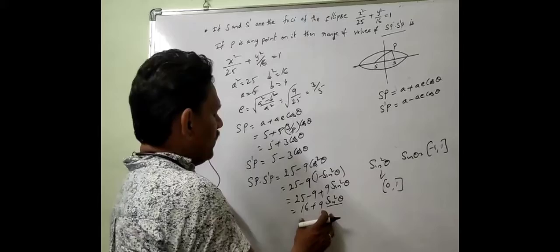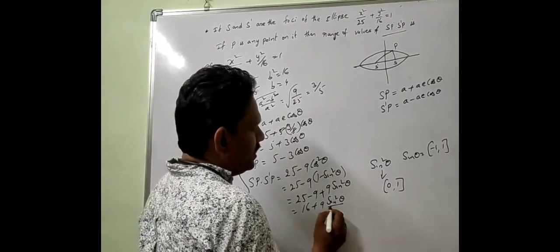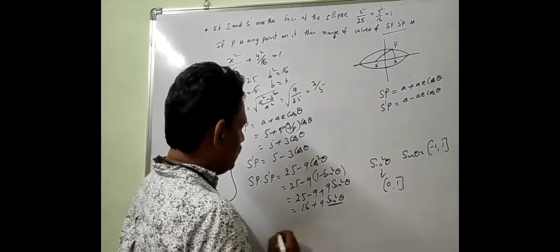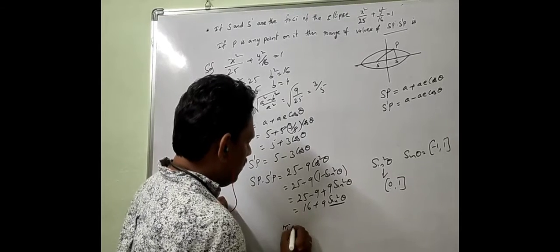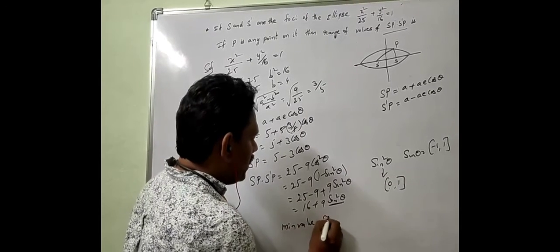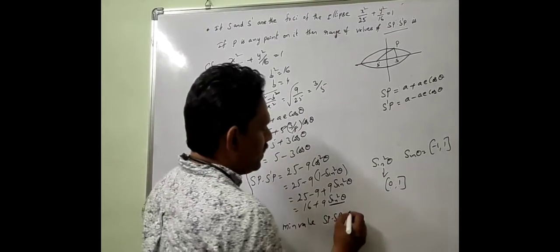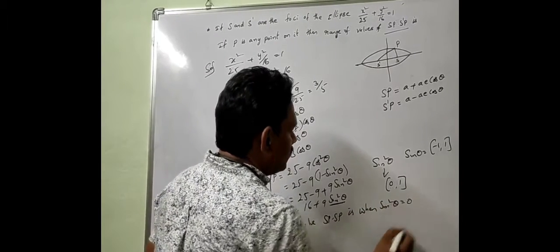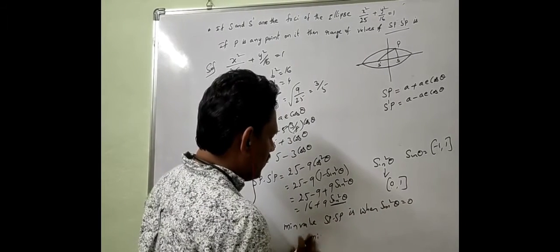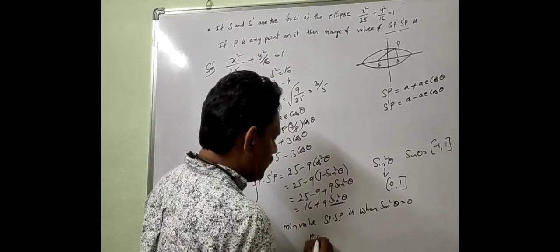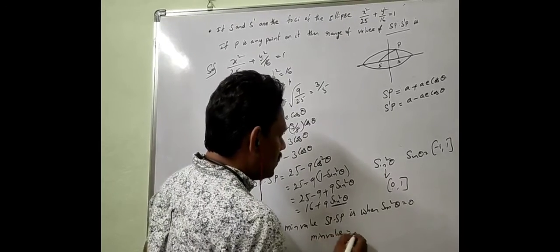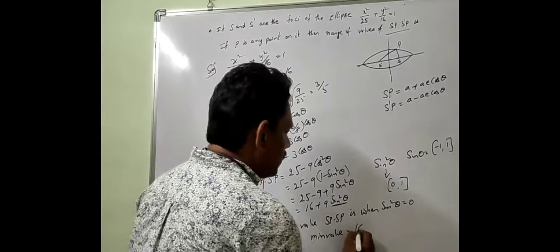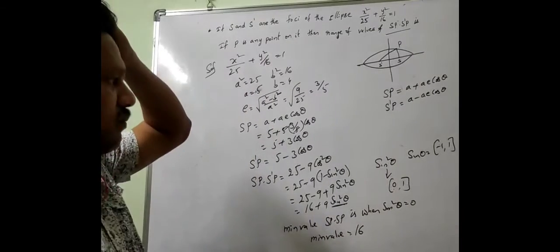The expression will be minimum when sin square theta is minimum. The minimum value of sin square theta is 0. So the minimum value of SP into S dash P, when sin square theta is equal to 0, is 9 into 0 plus 16, which is 16. So its minimum value will be 16.